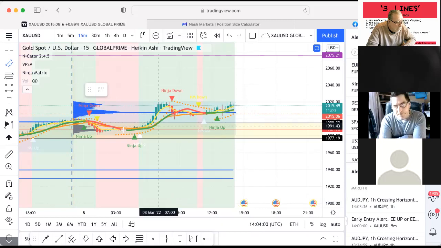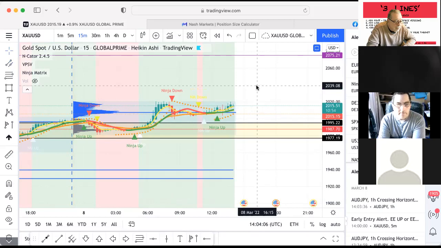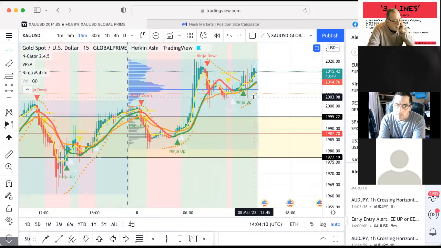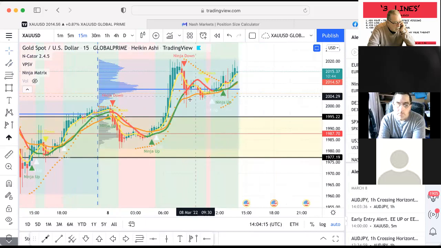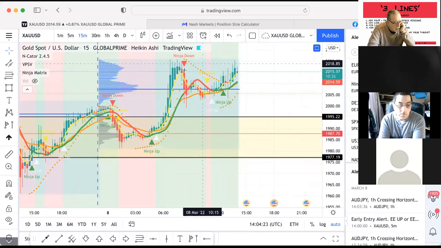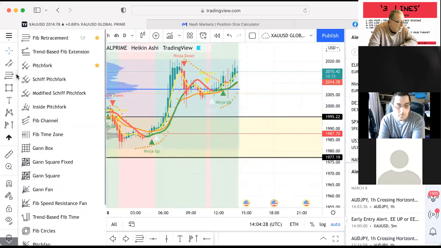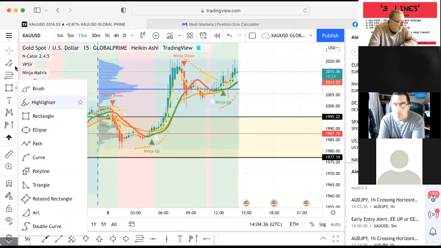Let's just reset the chart and then we don't get confused. Right, so that's a sort of real-time view. And I think we've got into a bit of a channel, haven't we? We've moved up, quite a strong move up, and then it's starting to bounce around in that channel. So let's, I never know where these are. There we go.